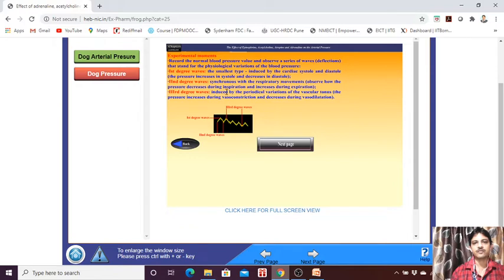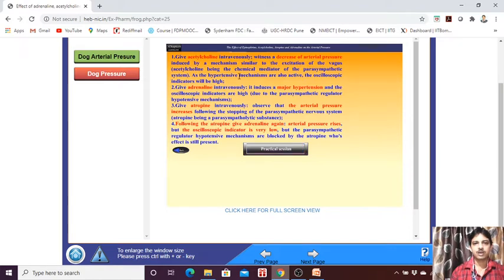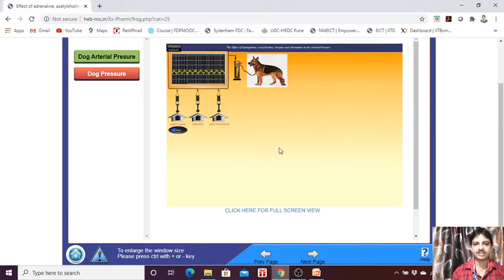Third degree wave, induced by the periodical variation of the vascular tonus, with the pressure increased during the vasoconstriction and decreased during the vasodilation. So let's see. So give the acetylcholine intravenously, witness a decrease in the arterial pressure. So first we'll see the practical session, then next we'll come back.